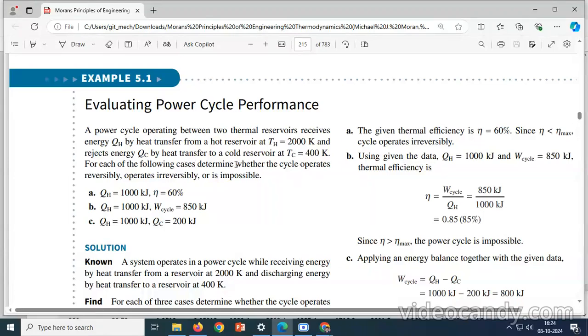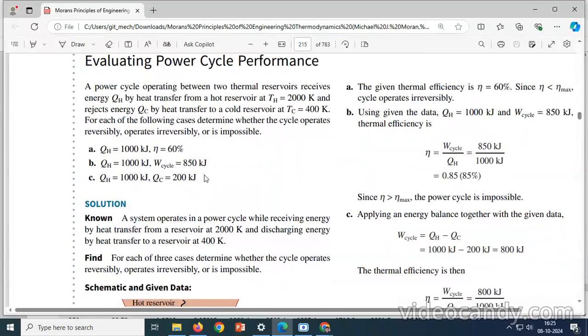For each of the following cases, determine whether the cycle operates reversibly, or it operates irreversibly, or it is an impossible cycle. So three cases you have to check with all these three given conditions. First condition is the amount of heat transferred is 1000 kilojoules. So when heat is transferring from higher to lower temperature, definitely we recall a heat engine here. And the efficiency of that engine is 60%.